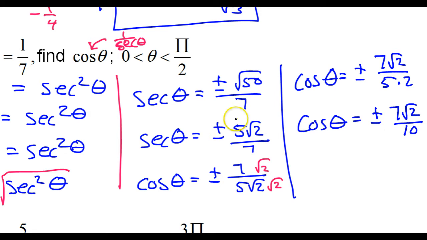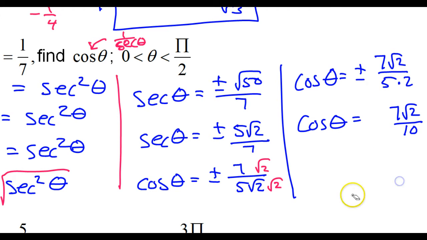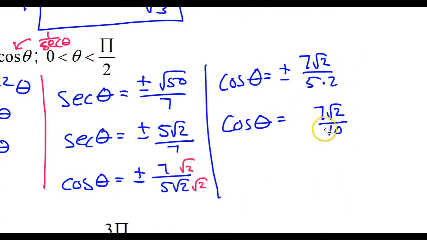Now, is it plus or minus? Well, let's look at our diagram of a unit circle. It says between 0 and pi over 2. Of course, 0 is here, pi over 2 is here. So we are speaking of the first quadrant where cosine is certainly positive. So we'll use that information to get rid of the negative. I'm just going to get this out of here. So it'll be positive 7 radical 2 over 10.